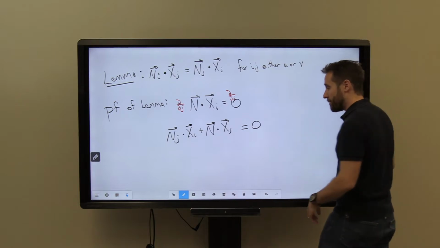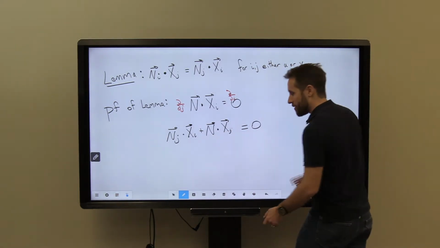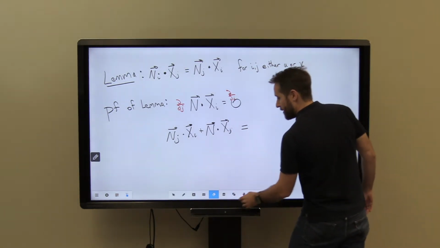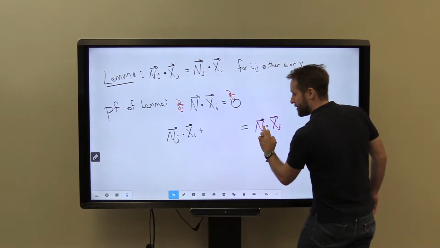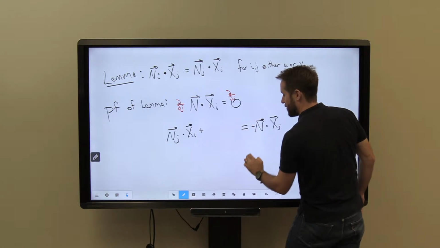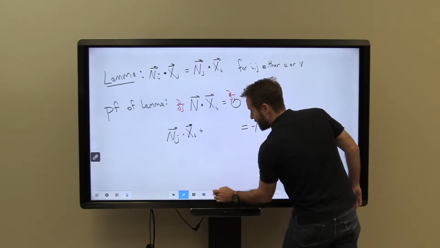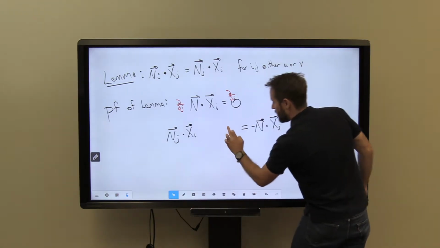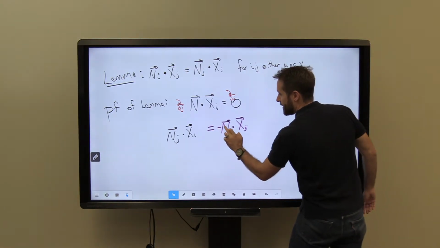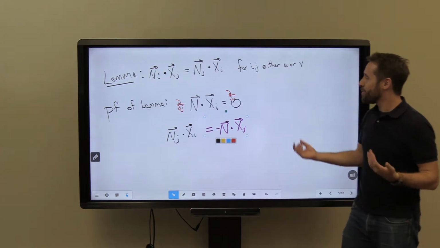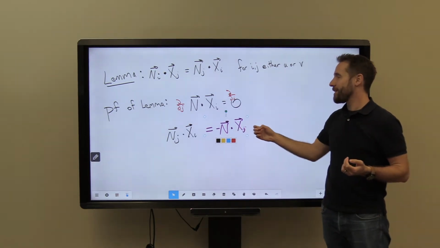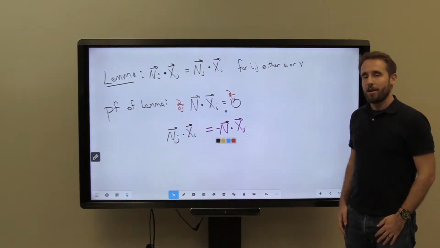And so therefore, I can move one of these terms over to the other side. What I'm going to get is that n sub j dotted with x sub i is equal to negative n dotted with x sub ij. Awesome.